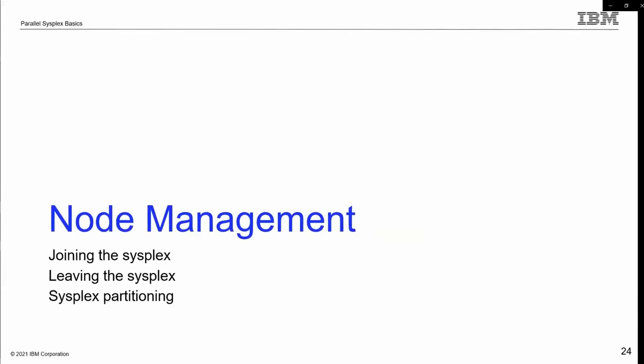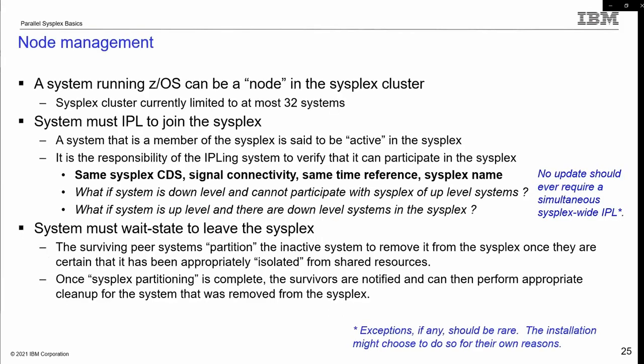All right, now let's talk about how we take our z/OS images and have them join and leave the Sysplex. It's quite simple. A system joins a Sysplex at IPL, and the system leaves the Sysplex at wait state, or when the system abnormally ends and cannot be easily restarted. Let's talk about joining. When you join the Sysplex, you're joining a particular Sysplex name. Do you have access to the same couple data set? Do you have the proper signal connectivity?